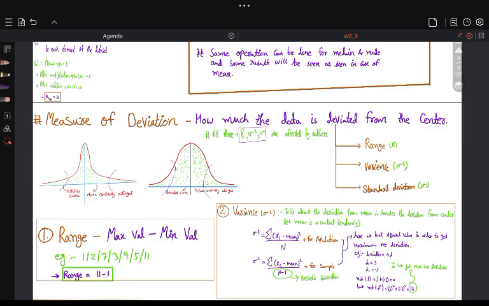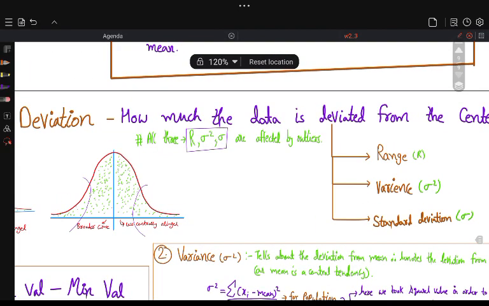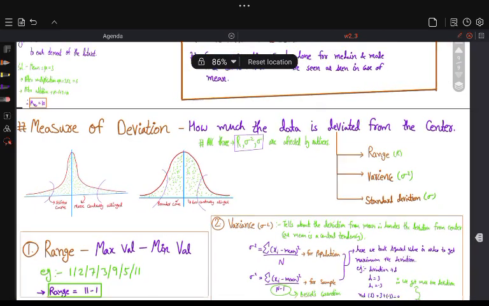So they are directly opposite to the measures of central tendency, and they also have three factors that define the measure of deviation. First one is range, second one is variance, and the last one is standard deviation. And note, like mean, median, and mode, all three are affected by outliers. The extent to which they are affected by outliers is not in the scope of our syllabus, but we have to remember that they are affected by outliers.